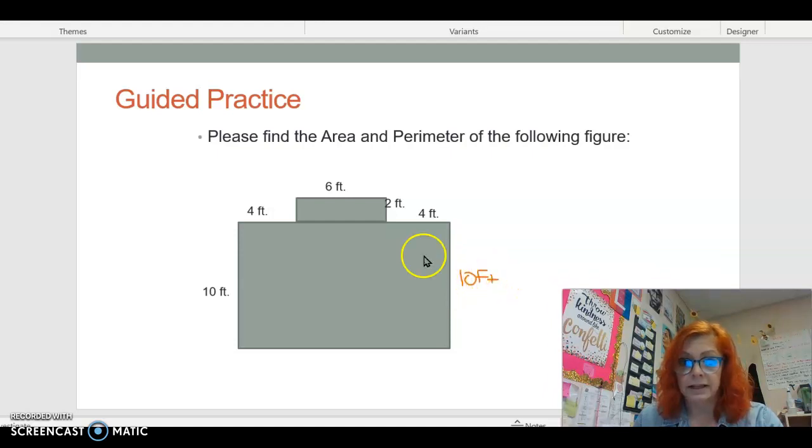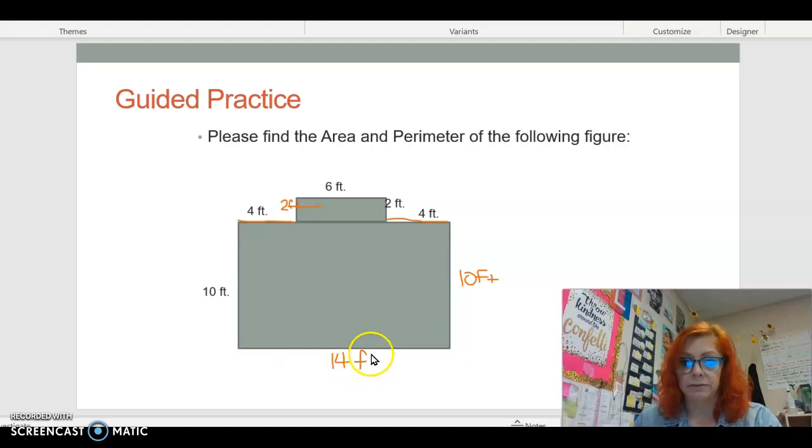Also notice that this side right here is naked. What would go here? 2 feet. I know that because this side is 2 feet. So what does this 4 feet represent? It represents this. And what does this 4 feet represent? It represents this. So friends, how long is this side down here? You should be able to tell that it's 14 feet.